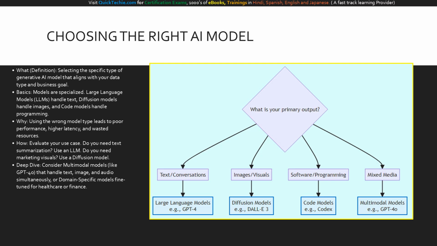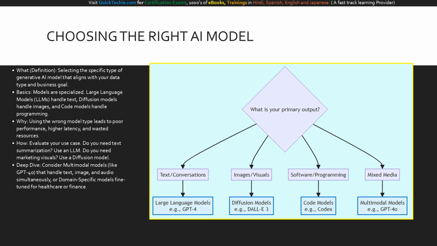Our third slide covers the basics of model selection. By definition, selecting the right model means matching the AI's architecture to your specific data type. The basics are straightforward. Large language models, or LLMs, are your go-to for text. Diffusion models generate images. Code models write software. Why is this critical? Because using a massive, expensive multimodal model for a simple text summarization task wastes money and increases latency.